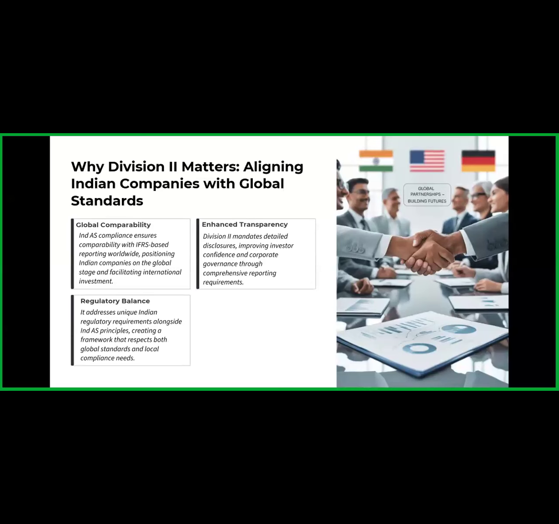Okay, so in what sense do Indian companies have to follow the global standard? That is global comparability. Indian AS compliance ensures comparability with IFRS-based reporting worldwide, positioning Indian companies on the global stage. To compare Indian companies with foreign companies, these features must be included in the financial reporting of Indian organizations.